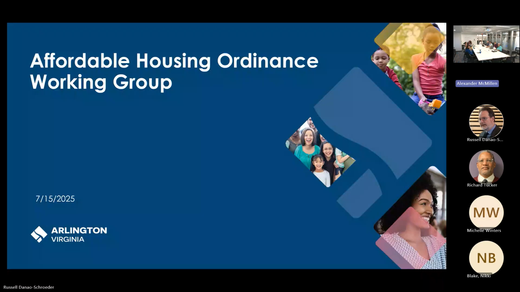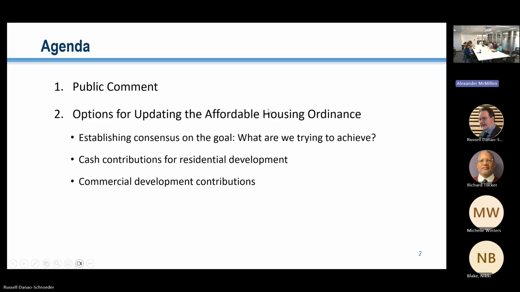Presentation and both the nuances of different options available to consider for amending the affordable housing groups. And I will let Russell and Alex take it from here.